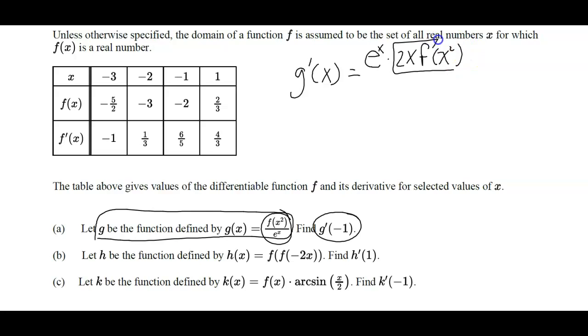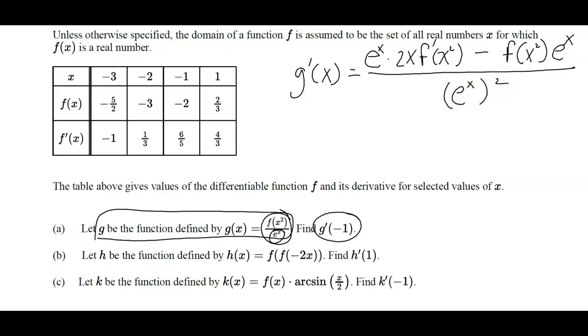The derivative of the top would be f prime of x squared times the derivative of the inside, which is 2x. So low d high minus high d low. Now the derivative of the bottom is the same, because the derivative of e to the x is just e to the x. And then on the bottom we do draw a line and square below.